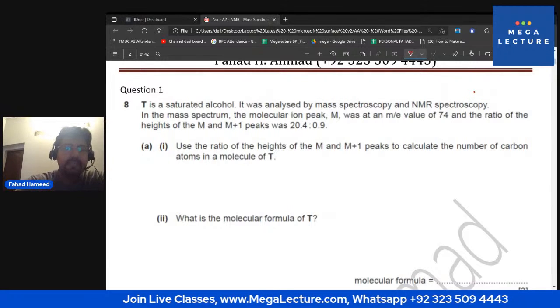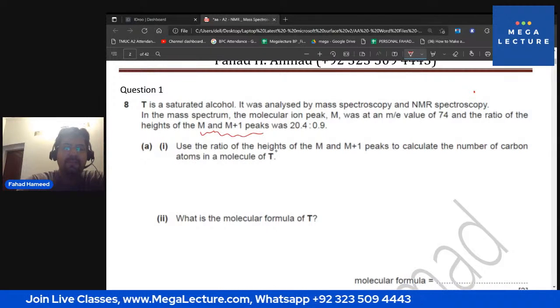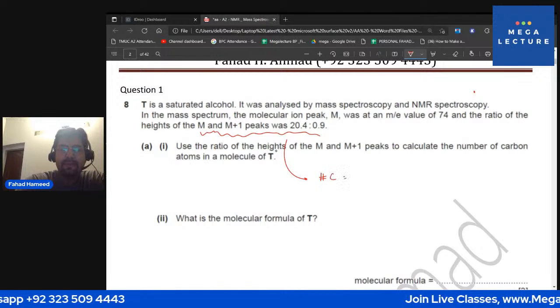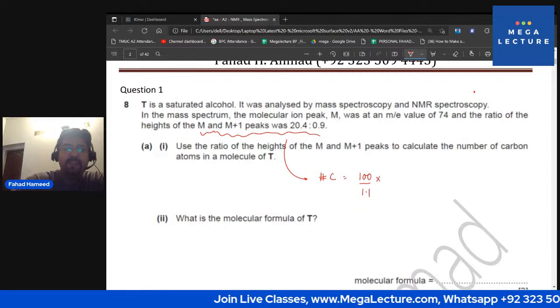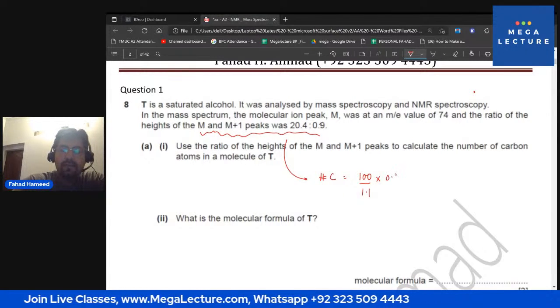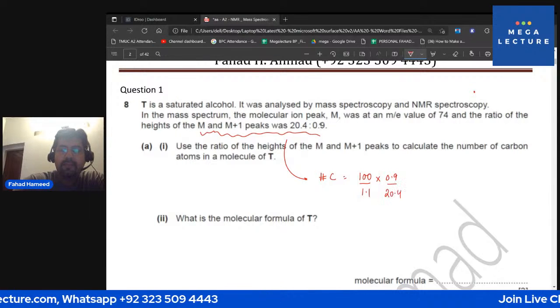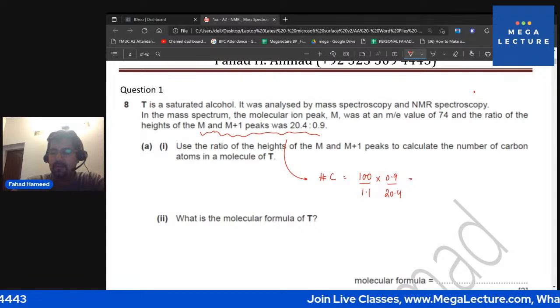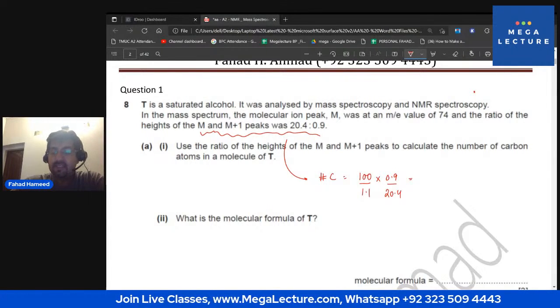You're given the M plus 2 peak. What's the formula for the number of carbon atoms? You can figure out the number of carbon atoms by doing 100 over 1.1 into M plus 1. M plus 1 they've given as 0.9, and M is given as 20.4. So all you have to do is open the calculator and do this, and that's the number of carbon atoms.